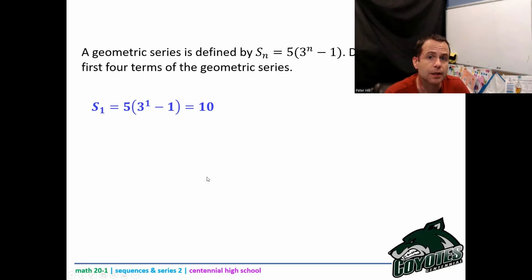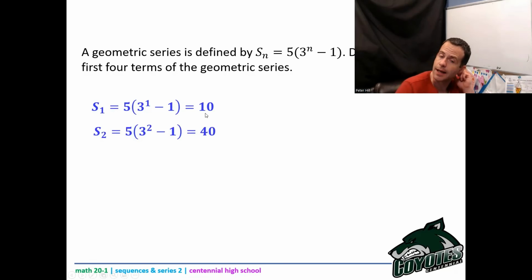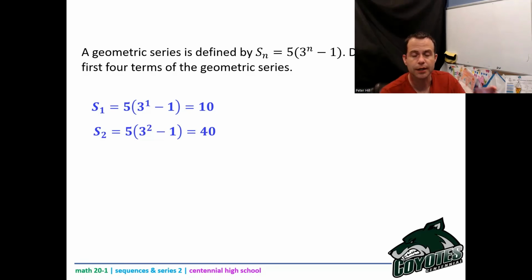Okay, let's take a look at S of 2. Well, S of 2 is 5 times 3 squared minus 1. 3 squared is 9. 9 minus 1 is 8. 8 times 5 is 40. Okay. The sum of the first two terms is 40. Well, let's just keep going for a sec. Let's get the sum of the first 3 terms and the sum of the first 4 terms. You're going to pause me. You're going to do that right quick. It's all going to be lovely.